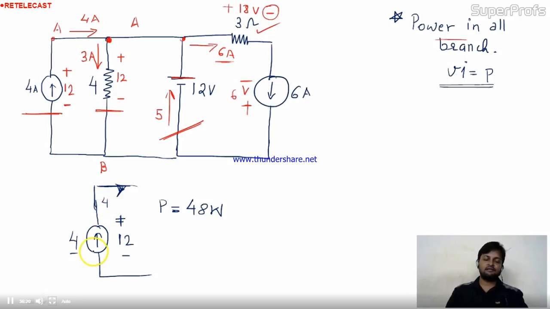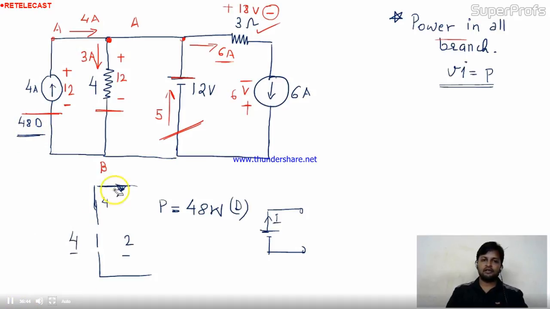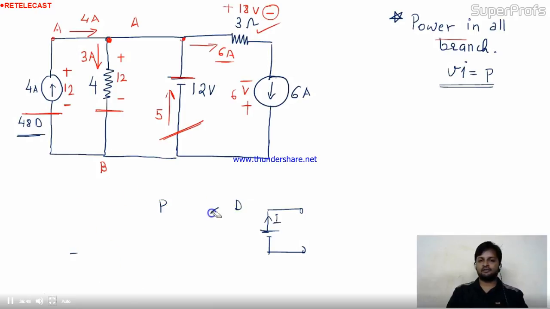So this is the delivered power. We discussed this. If we have a source and from that source we are getting current outside in the circuit, it means it's delivering power. So this power is the delivering power. Is it okay to you people? So this one is over. Here the power is 48 and the source is delivering the power. I hope this one is clear to you. Okay. Now come to the next branch, next element actually.